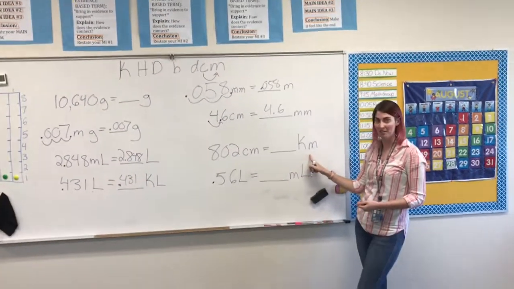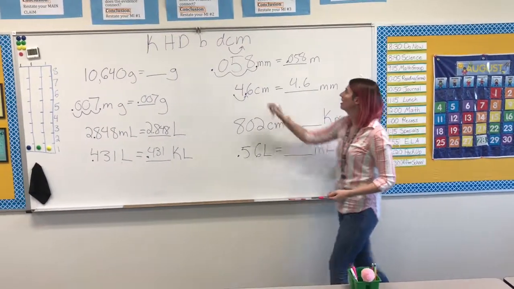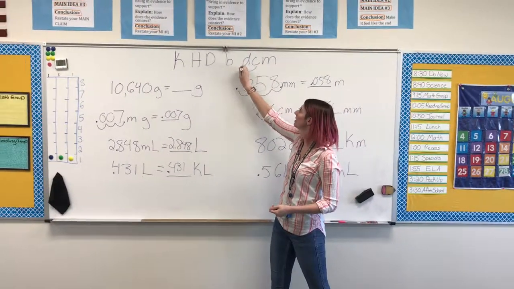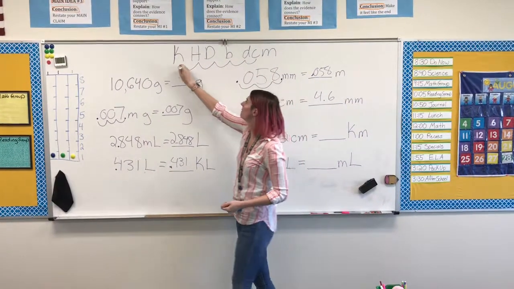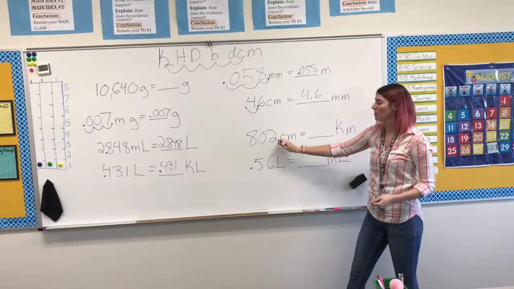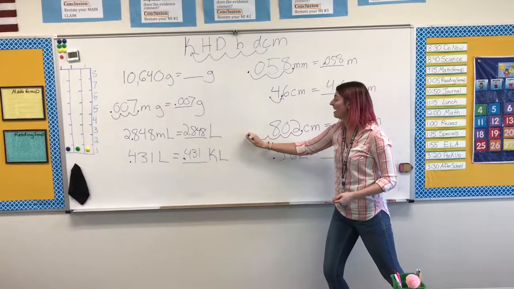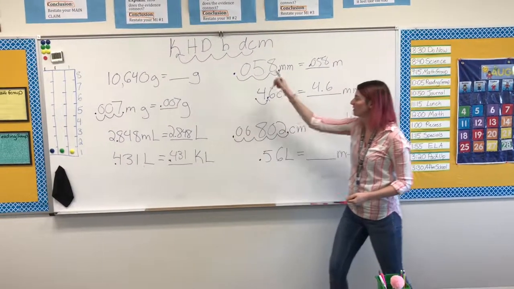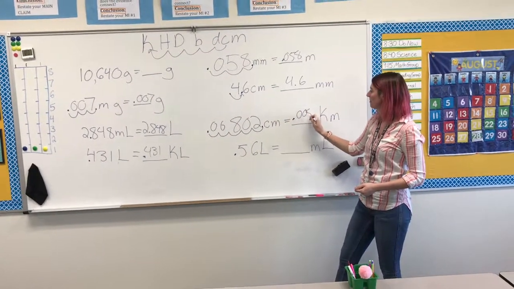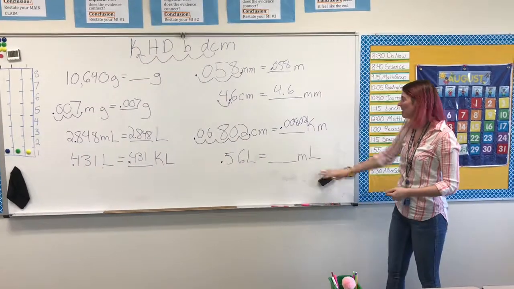Centimeters to kilometers. So from what I know to what I don't know, C to K. Starting at C, what I know, I go 1, 2, 3, 4, 5 times to the left. Take my secret decimal, 1, 2, 3, 4, 5 times to the left, just like we did up there. Our new number is very, very small. Very, very far behind the decimal.